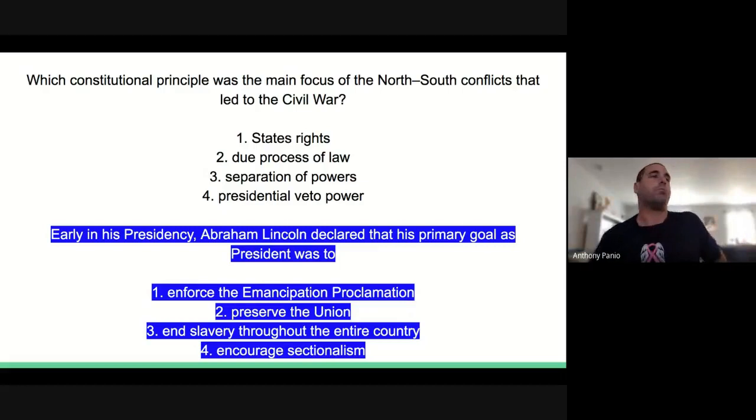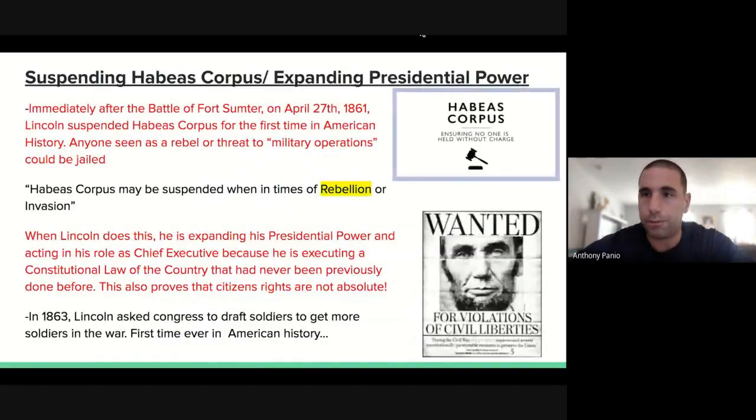Early in his presidency, Lincoln declared that his primary goal as president was to what? Excellent. Preserve the Union. Preserve the Union is another way to bring the country back together. Again, we talked about this in the Oversimplified video. If he cannot end slavery but can bring the country back together, he would 100% do that. So once the South secedes, his main goal is to preserve the Union and bring the country back together. Let's first start with the first couple days after the Civil War starts, which we'll go into more.